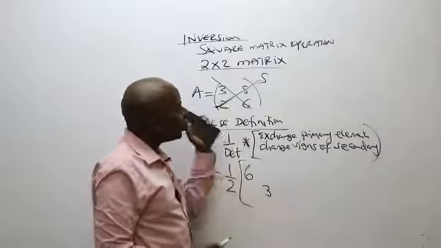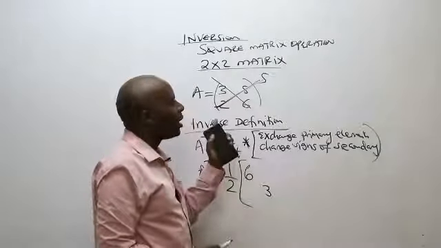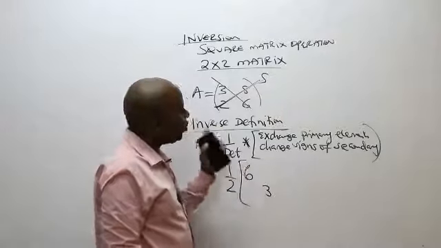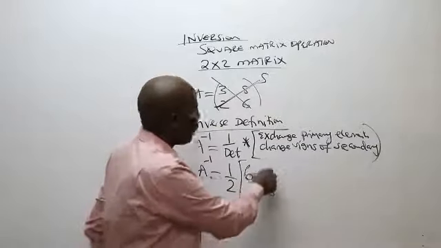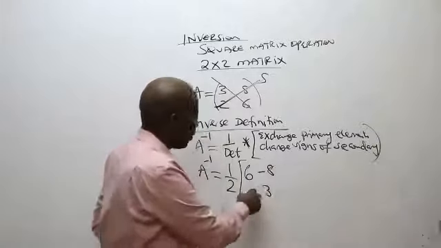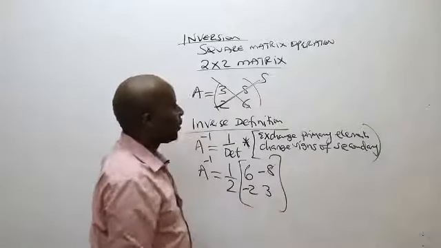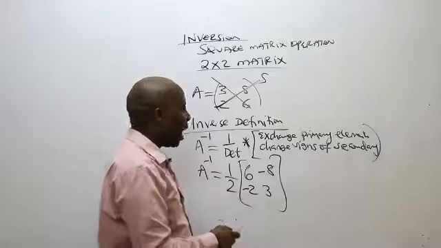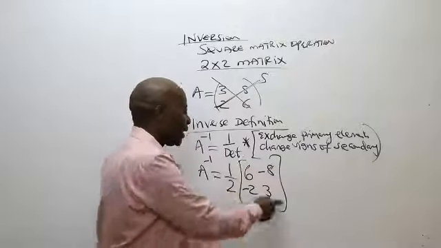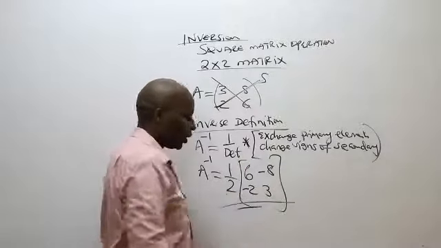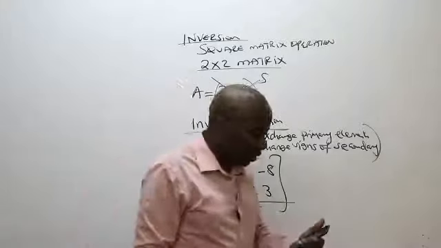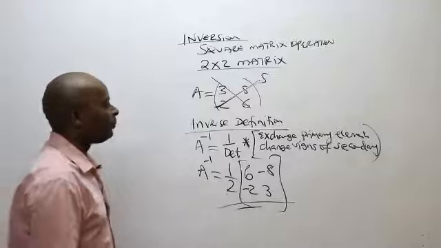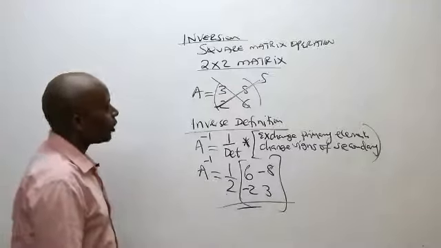Secondary elements, we shall leave them where they are, but we are needed to change their signs. So here we have minus 8 versus what here? Minus 2 like that. So we change the signs of the secondary elements. And that is the end of this. Don't try to distribute this inside there. So that is the inverse definition.